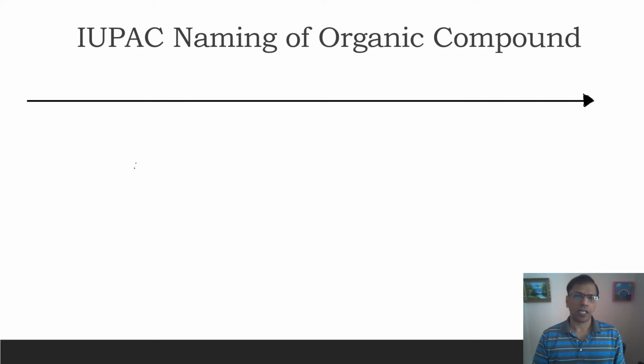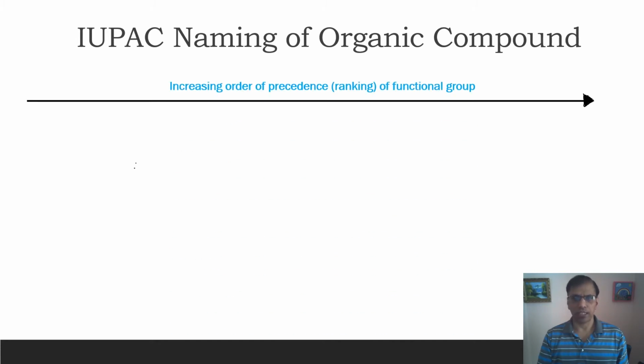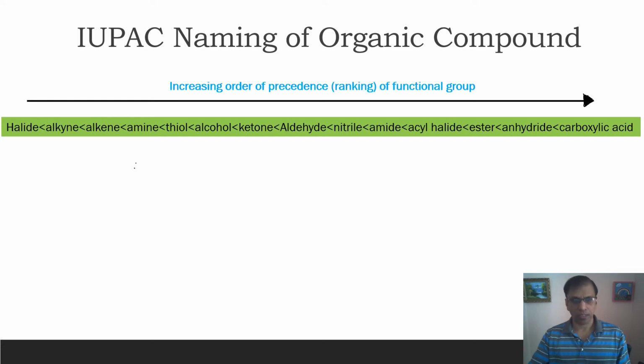So let's see how we can name an organic compound with so many different functional groups. There is a priority list for the functional groups, and I'm going to show it to you right now. We need to follow the ranking of the functional groups while naming an organic compound. The ranking of the functional group increases from left to right. As you can see, halide has the lowest ranking, and the carboxylic acid functional group has the highest ranking. What that means is, if a molecule has a carboxylic acid, then that will be the parent chain or parent name.